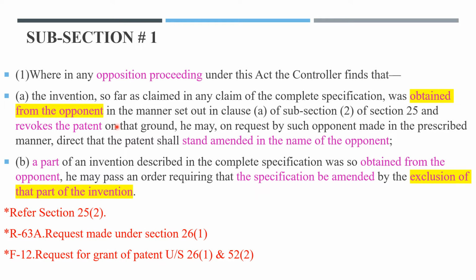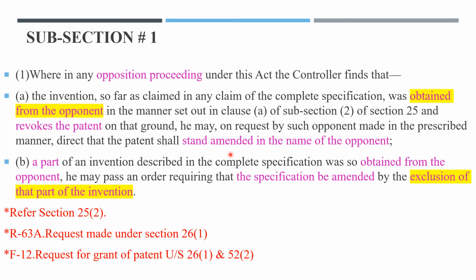How is it obtained from the opponent? In the manner of section 25 subsection 2 clause A. That means as per that particular clause, if the controller finds that the invention is actually obtained from the opponent, and he revokes the patent on that ground, then the controller may, on the request by the opponent in a prescribed manner, direct that the patent shall stand amended in the name of the opponent. That means a completely opposite thing happens here.